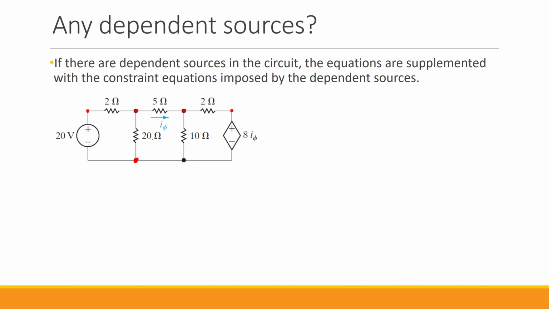Now we need to consider one of the nodes as the reference. Which one should we choose? Generally, we go for the node with the highest number of connections. Out of these 3 nodes, this one has the highest number of connections because 1, 2, 3, 4 elements are connected to this node, while for this one and this one, there are only 3 elements connected. So we consider this as the reference node.